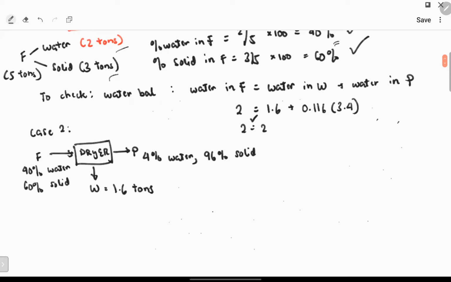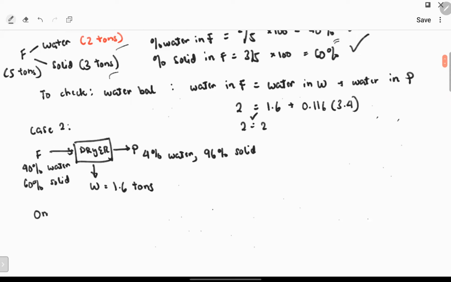So if we're going to do the overall material balance, it's F equals W plus P. It's probably good to substitute what we know already, which is only yung W. W is what? 1.6. So 1.6 plus P. So that is our equation 1.